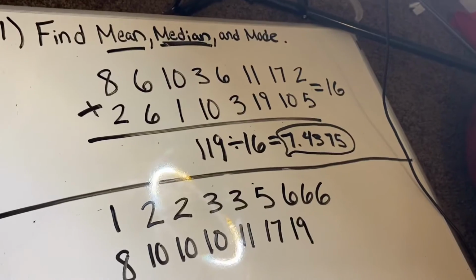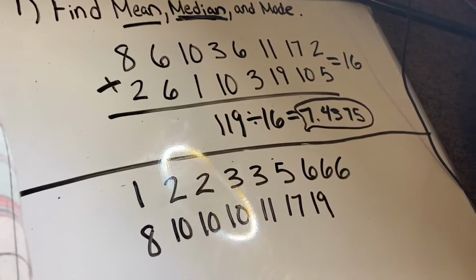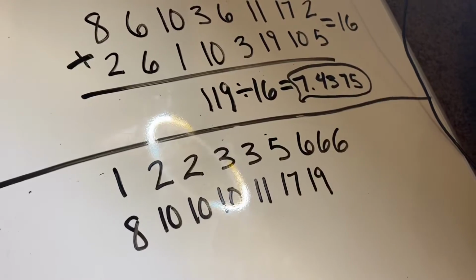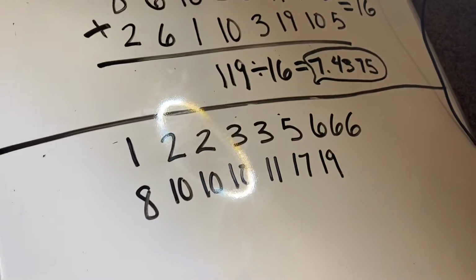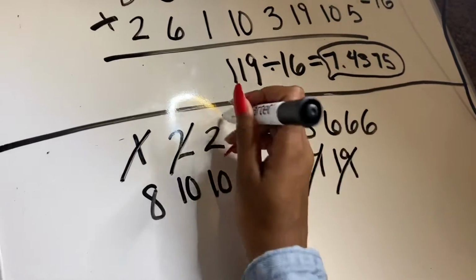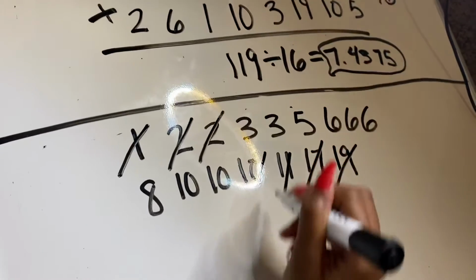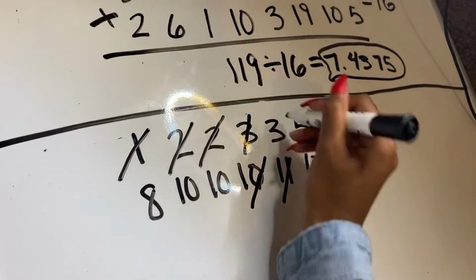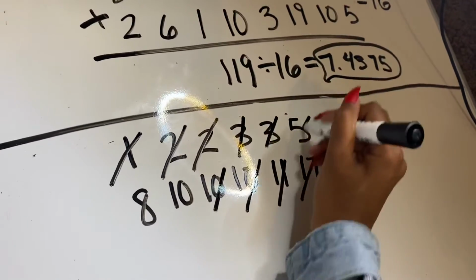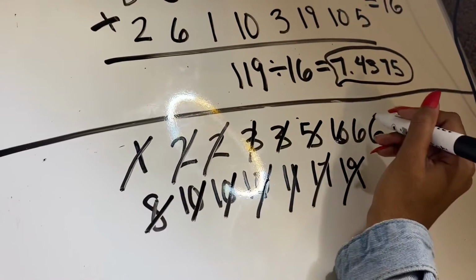Okay, so now we're going to solve the median. The best way to explain how to solve the median is to look for the number that's in the middle. So what you're going to do is cross off each number from each side, exactly what I'm doing. Oh, I missed the number. 11, 3, 10, 3, 10, boom, boom, boom, boom.